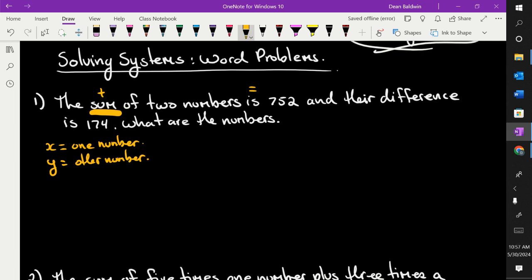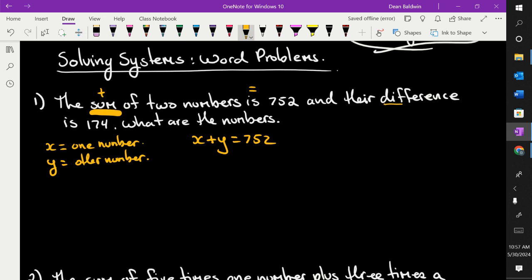So what does the first part of the sentence translate to mathematically? If I say the sum of two numbers is 752, what does that mean you're doing to the two numbers? You're adding them. So it means x plus y is equal to 752. That's what this part of the sentence means. The sum of the two numbers, x and y, is 752. So x plus y equals 752. Okay.